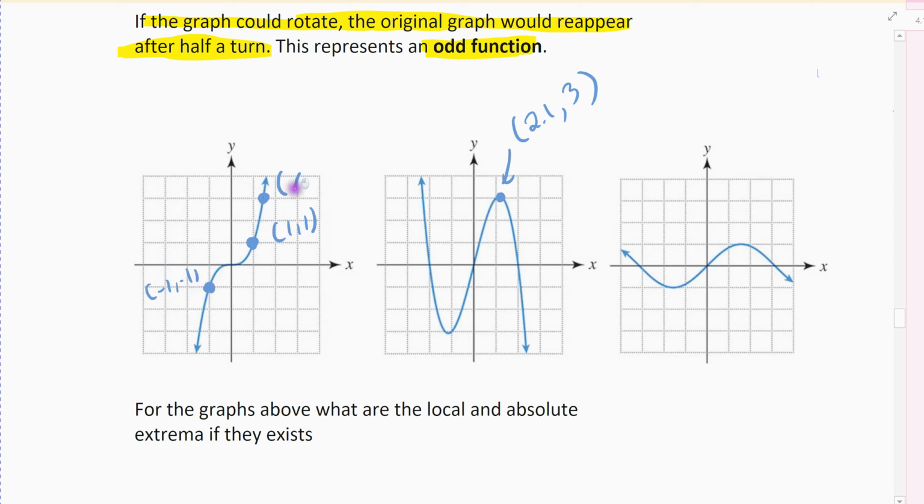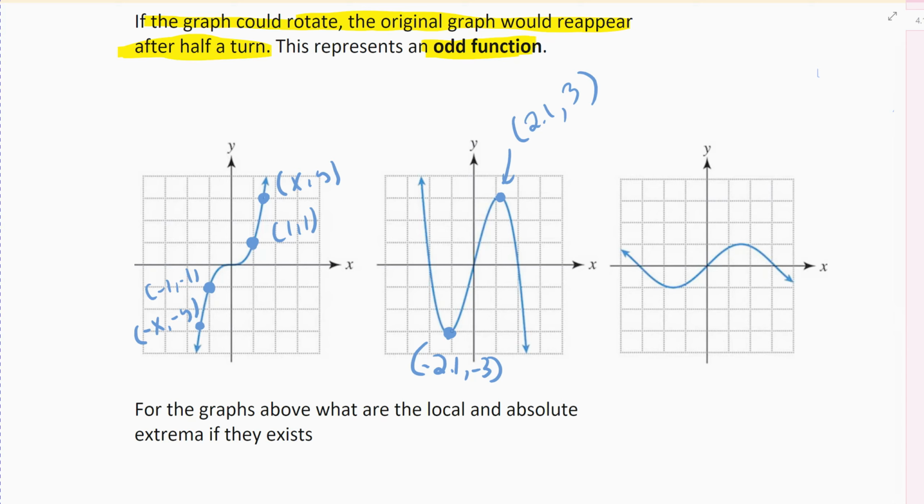So if I take any point on this line, x, y, I should get the exact same matching values, just the opposite. If I've got 2, 8, on the other side I should have negative 2, negative 8. Where this helps us a lot is in finding extrema. If I find one extrema, in this example they told me it was at 2, 3, then knowing this has odd symmetry, I should have a matching point on the other side. Negative 2, negative 3 would match with that because it's got odd symmetry.